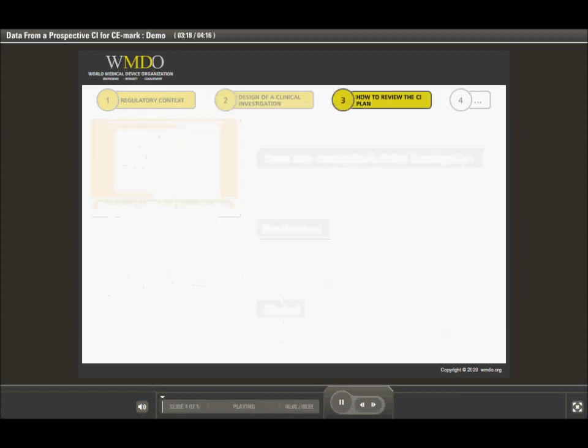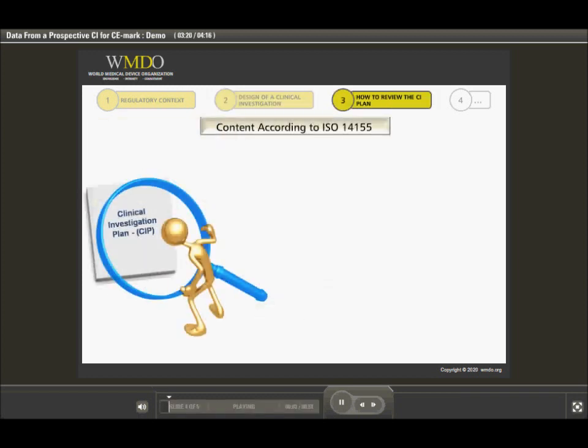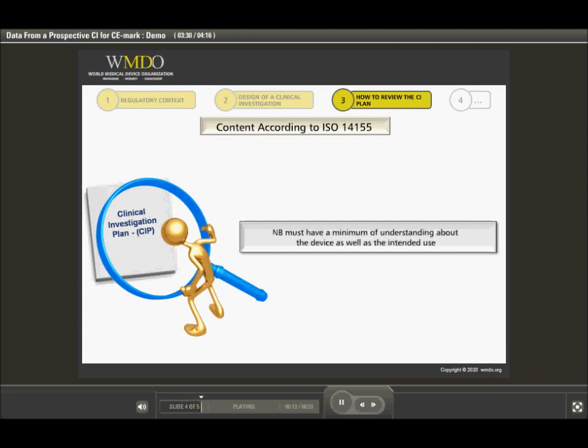Now, how to review a clinical investigation plan? First of all, and as said before, regulatory professionals responsible for bringing a medical device to market and regulatory body reviewers should have a minimum of understanding about the device and its procedure, as well as the clinical and medical environment related to the intended use of the product.